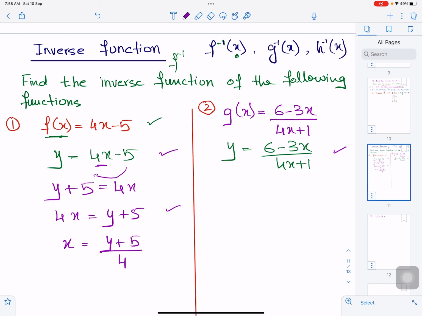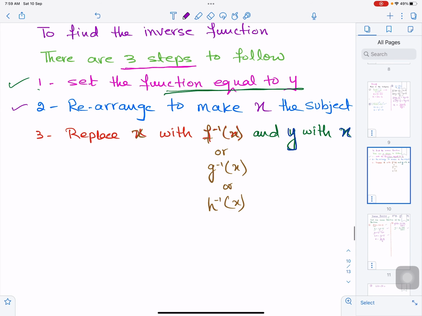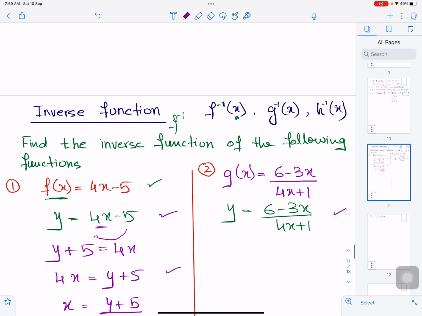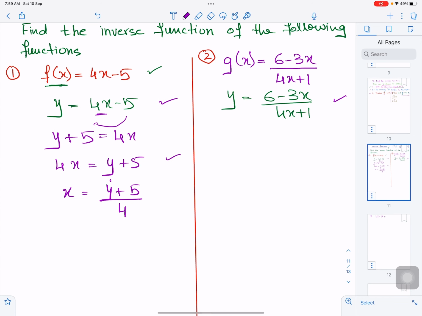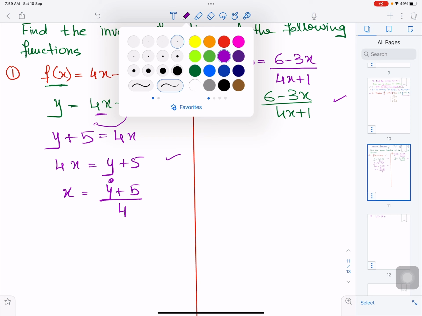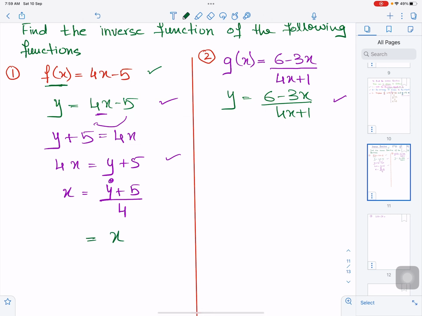Second example I will do in a while. Or should we do it now? Later, okay? Now third step. Third step says replace x by the notation of the inverse function. You can see whatever the name of the function you are using, f, g, h, replace it by that. And replace y by x. So let's see. Wherever I have x, I will replace by this, and wherever I have y, I will replace by x. So y I will replace by x. This is what the question was saying. I will replace it by x, right?